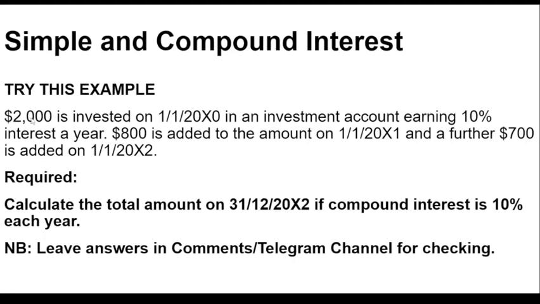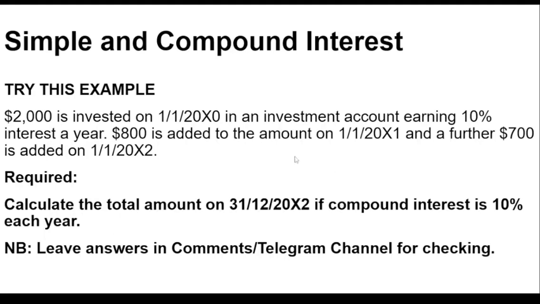All right, so this is the example you are supposed to try. $2,000 is invested on 1st January 20x0 in an investment account earning 10,000 interest a year. All right. $800 is added to the amount on 1st January 20x1 and a further 700 is added on 1st January 20x2. So you are required to calculate the total amount. All right. So that's a future value. Total amount on 31st December 20x2 if compound interest is 10% each year.